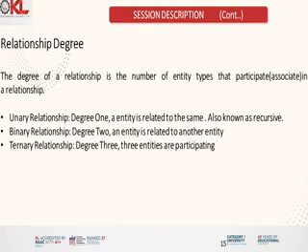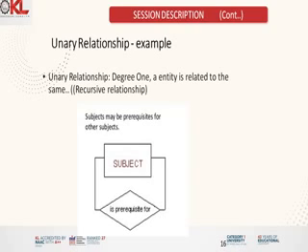The degree of a relationship depends on how many entities are there in our relation. The degree of a relation is categorized into three types: first one is unary, second one binary, third one ternary. Let us see this with an example. Unary relationship: here one subject is a prerequisite for another subject. This is a unary relationship example.